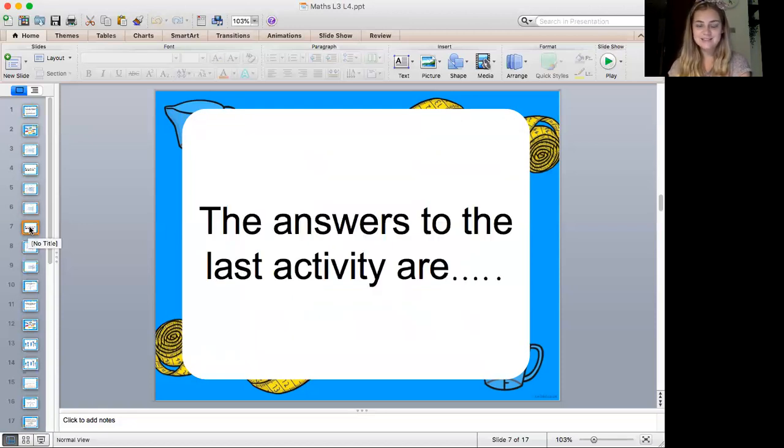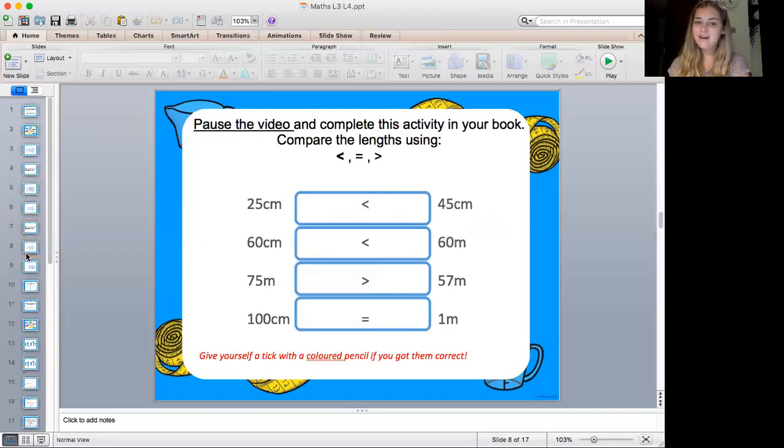The answers to that last activity are coming up, so make sure you've got a colour pencil ready. And ta-da! Did you get them correct? Again, there was a little trick at the bottom because 100 centimetres, 100 of these little ones, add up to 1 metre. I wonder if you remembered that. Well done if you did.